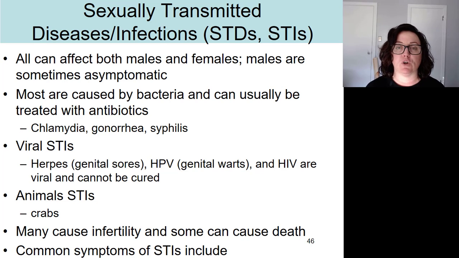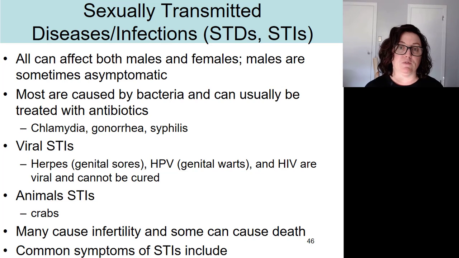Most STIs are caused by bacteria, which is good in a way because we can treat them with antibiotics. Examples of STIs caused by bacteria include chlamydia, gonorrhea, and syphilis. Many STIs, though, are caused by viruses, for which we have very few treatments. Antibiotics do not work against viruses. Herpes is an example of an STI that results in genital sores. HPV is another viral STI. Males are often asymptomatic here, but some of them do develop genital warts.